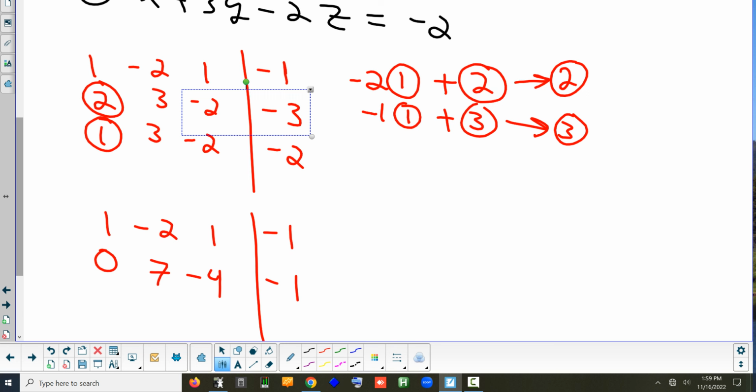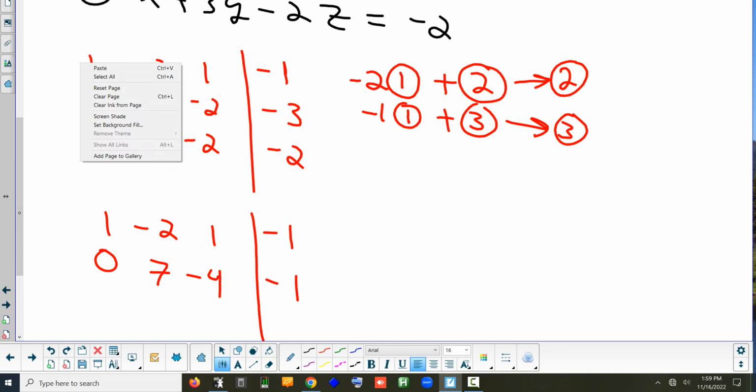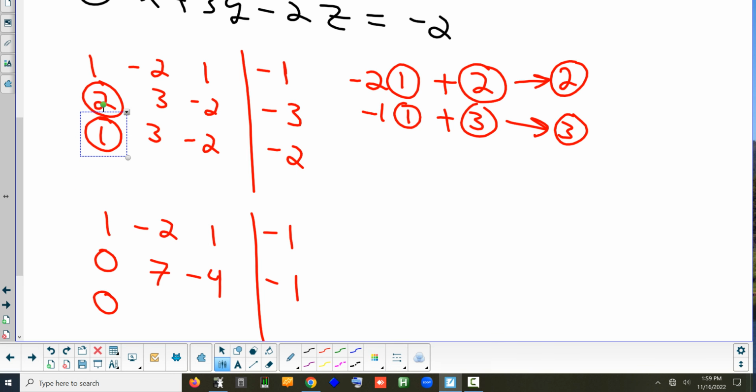Now we're going to multiply everything in the first row by negative 1 and add it to the third. Okay. So 1 times negative 1 plus 1. 0. Negative 2 times negative 1 plus 3. 1 times negative 1. Negative 1 minus 2.